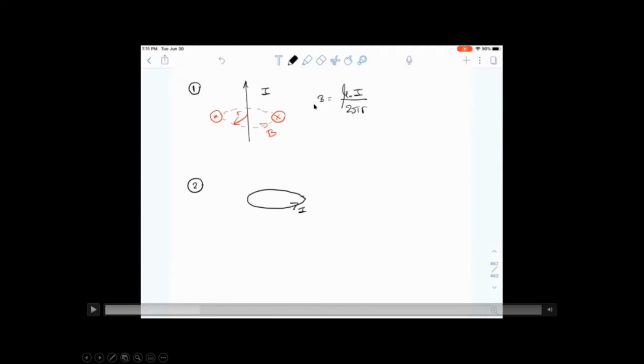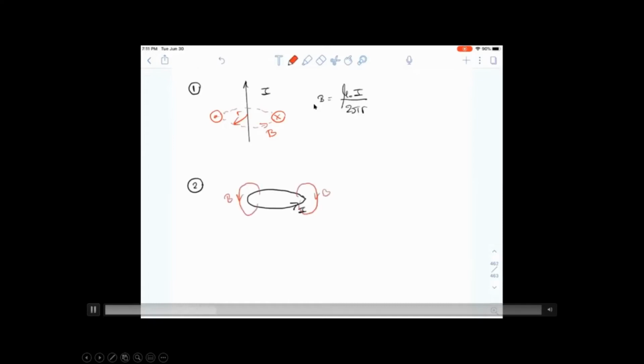Okay, so mu naught represents a constant. The only thing that you got is pi is a constant, 2 is a number, obviously, mu naught is a constant. So I is the current and r is the radial distance. So the strength of the magnetic field is going to diminish with the radial distance. It's going to change inversely with the radial distance.